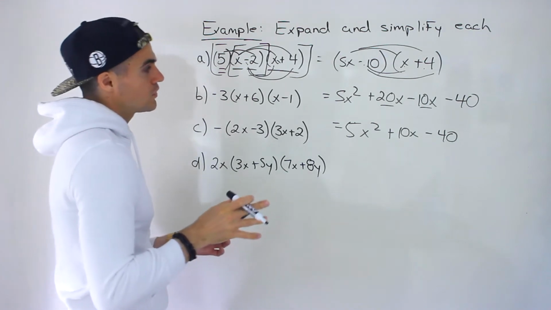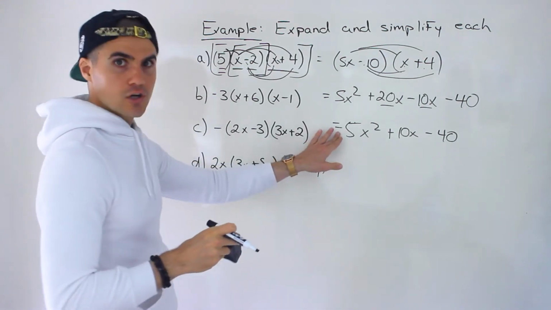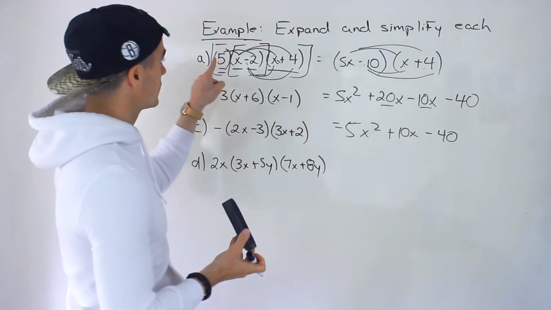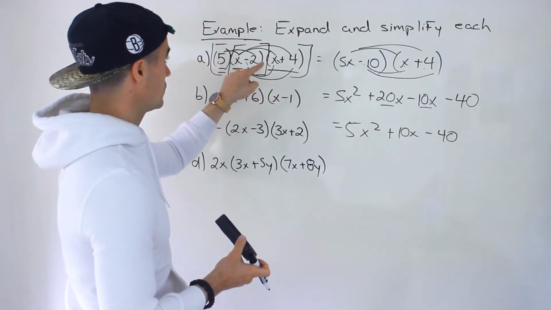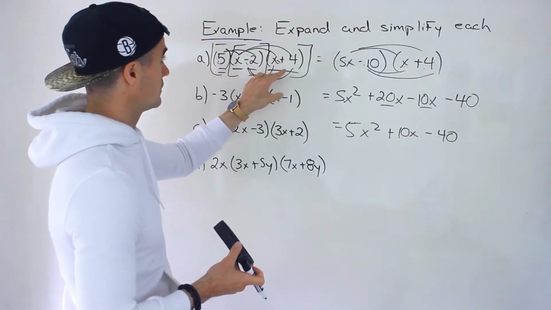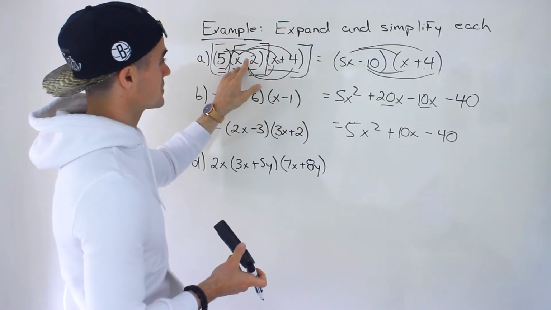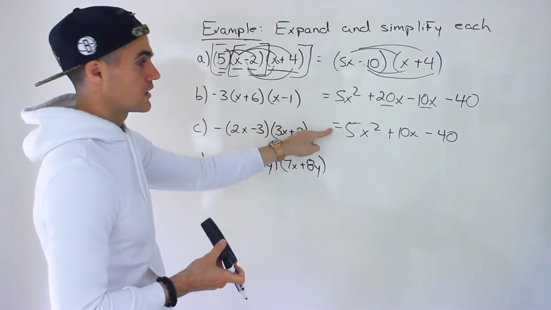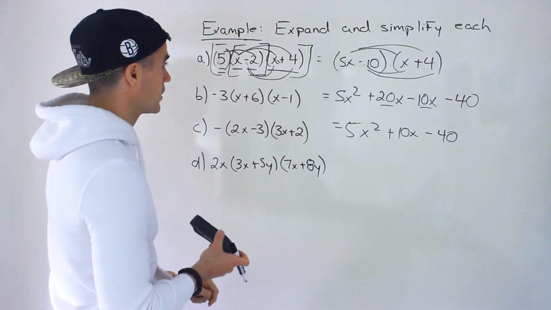So whichever order you go with, just make sure you're getting the correct answers. You could have also multiplied the 5 and the x plus 4. You'd get what? 5x plus 20. Then you could do 5x plus 20 times x minus 2. You should end up with the same value over here.